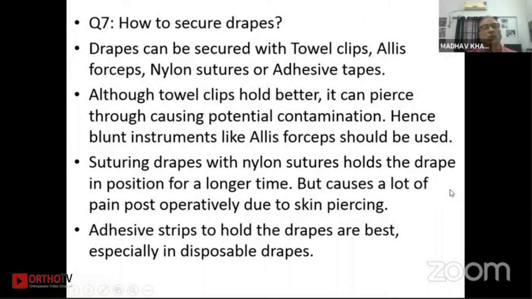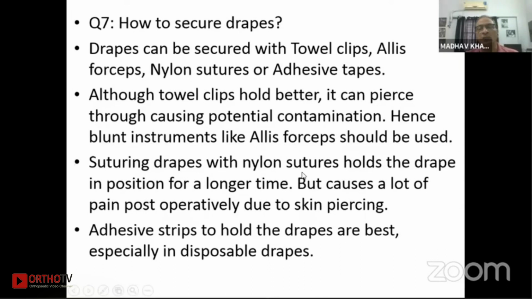Question 7. How to secure drapes? There are various ways of securing drapes. Drapes can be secured with towel clips, Allis forceps, nylon sutures, or adhesive tapes. Although towel clips hold the drapes better in position, the danger is that they can pierce through the drape, causing potential contamination. Hence, blunt instruments like Allis forceps should be used ideally.